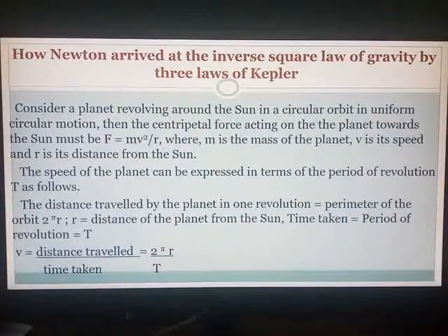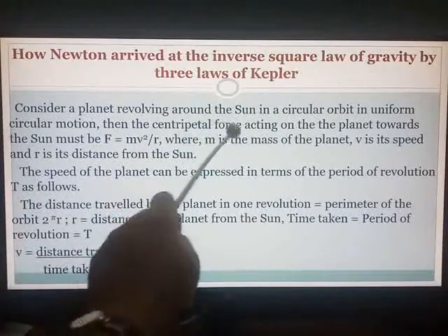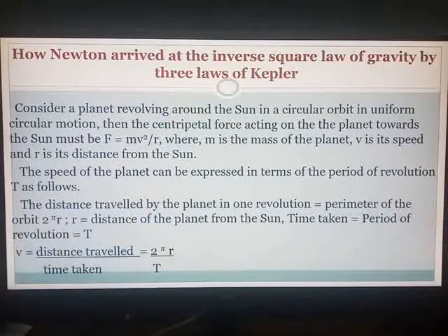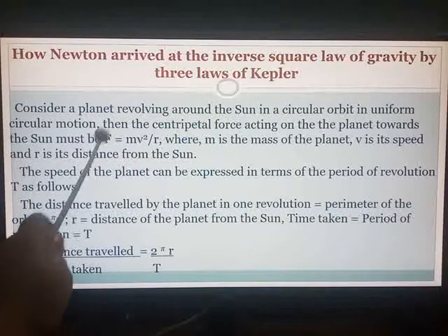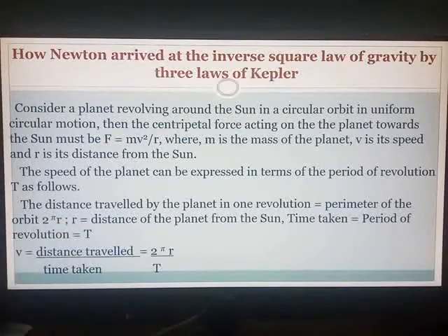Next is how Newton arrived at the inverse square law of gravity by the three laws of Kepler. This is a very important question for the upcoming board exam. Here you have to consider a planet which is revolving around the sun in a circular orbit in uniform circular motion. Now circular motion means which force will act? Centripetal force, which is acting on the planet towards the sun, must be F is equal to mv square upon r. What is m here? It is the mass of the planet. V is the speed with which the planet is moving and r is the distance of the planet from the sun.